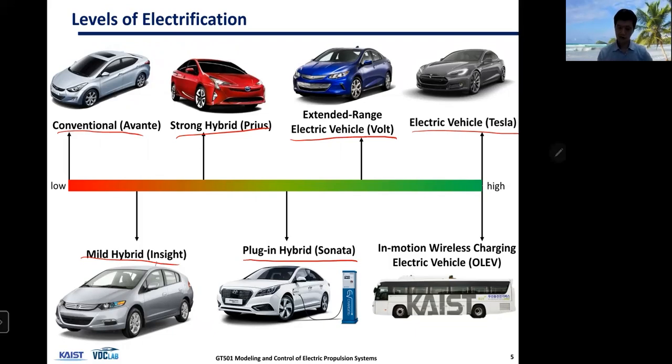Extended range EV is also a type of plug-in hybrid, but extended range EV has the pure EV capability, meaning that if your battery is fully charged, then the engine does not have to come on. On the other hand, plug-in hybrid is usually the term used for smaller or lower level of electrification, meaning that even if your battery is fully charged, if you ask for high speed, high power, your engine may have to come on, okay?